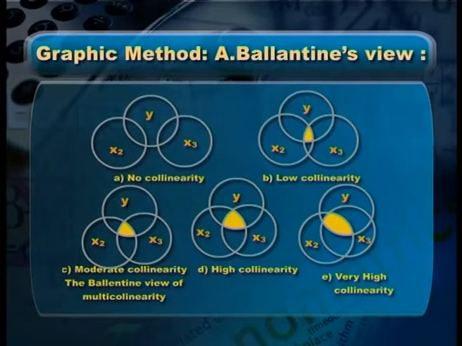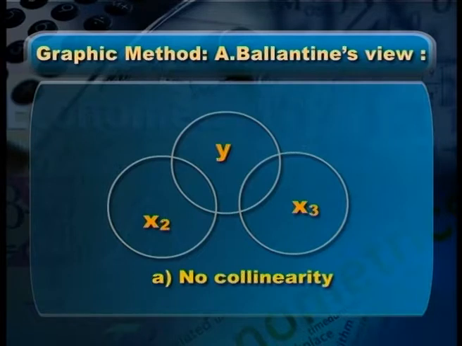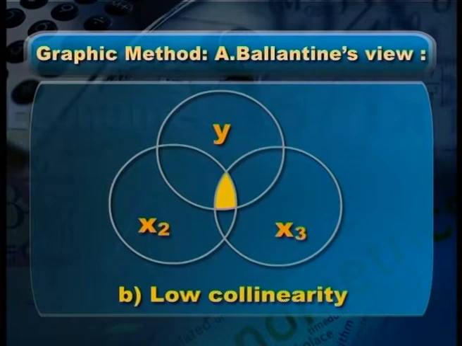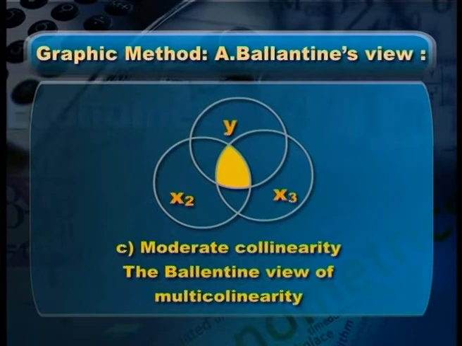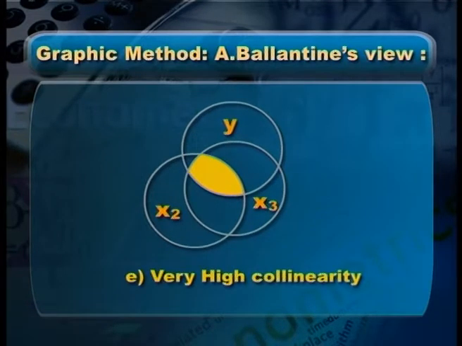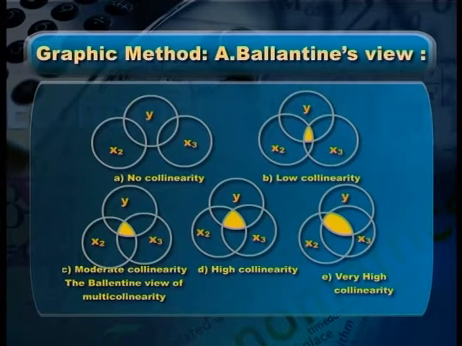We have 5 figures, figure A, figure B, C, D, E. In one circle, there is a dependent variable, that is y. In another 2 circles, we have 2 independent variables, x2 and x3. Figure A indicates no collinearity between the explanatory variables, because there is no overlapping. But in the case of figure B, figure C, figure D, figure E, we have a problem of multicollinearity, because there is some sort of overlapping between x2 and x3 circles.